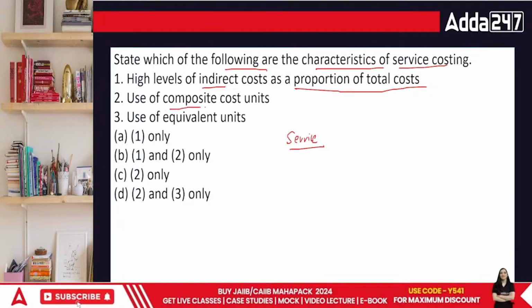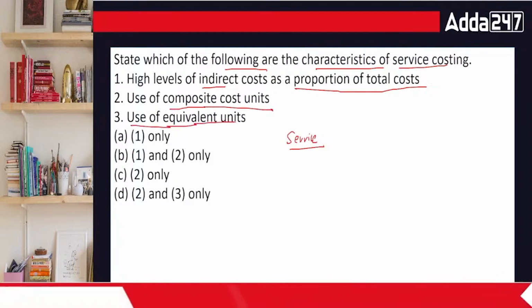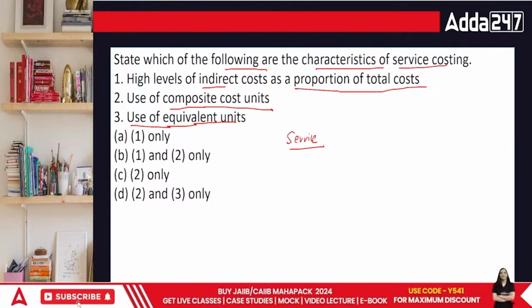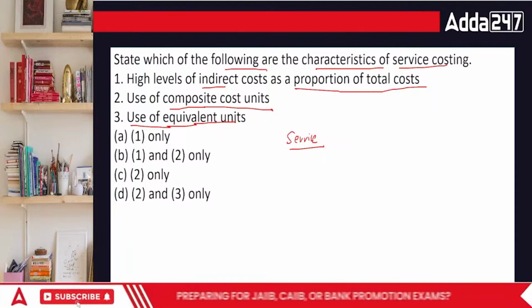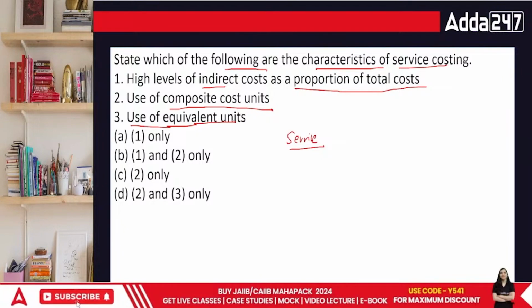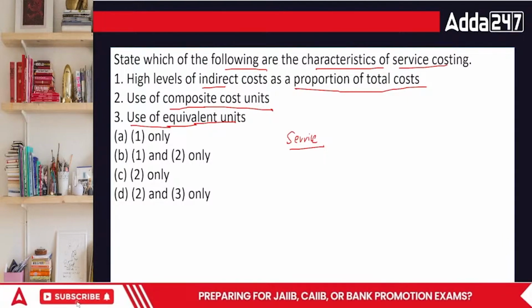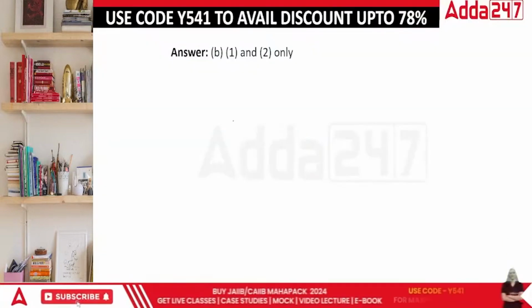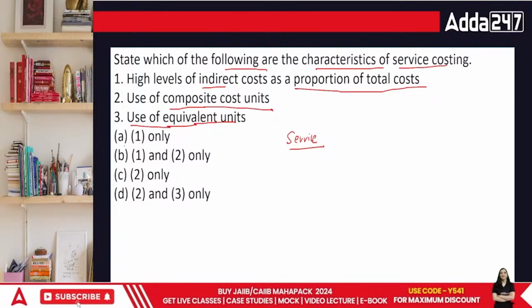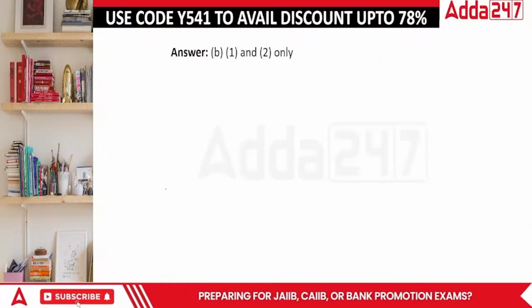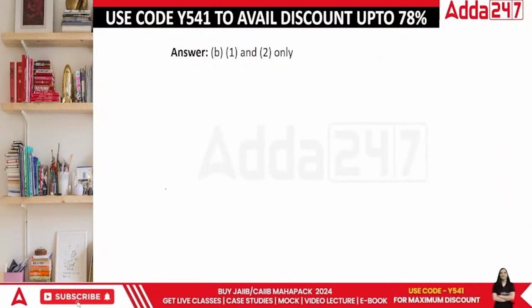Use of composite cost units and use of equivalent units. They cannot use equivalent units, everyone. A few things are in hours, a few things are in times, a few things are in minutes. Everything is going to vary based upon the service. There can be things based upon minutes, things based upon time in terms of hours, or it can be based upon days as well. So technically you won't find equivalent units, right? So in this case the correct answer is only 1 and 2. The answer could be only 1, 1 and 2, 2 or 2 and 3. The correct answer is 1 and 2 only.